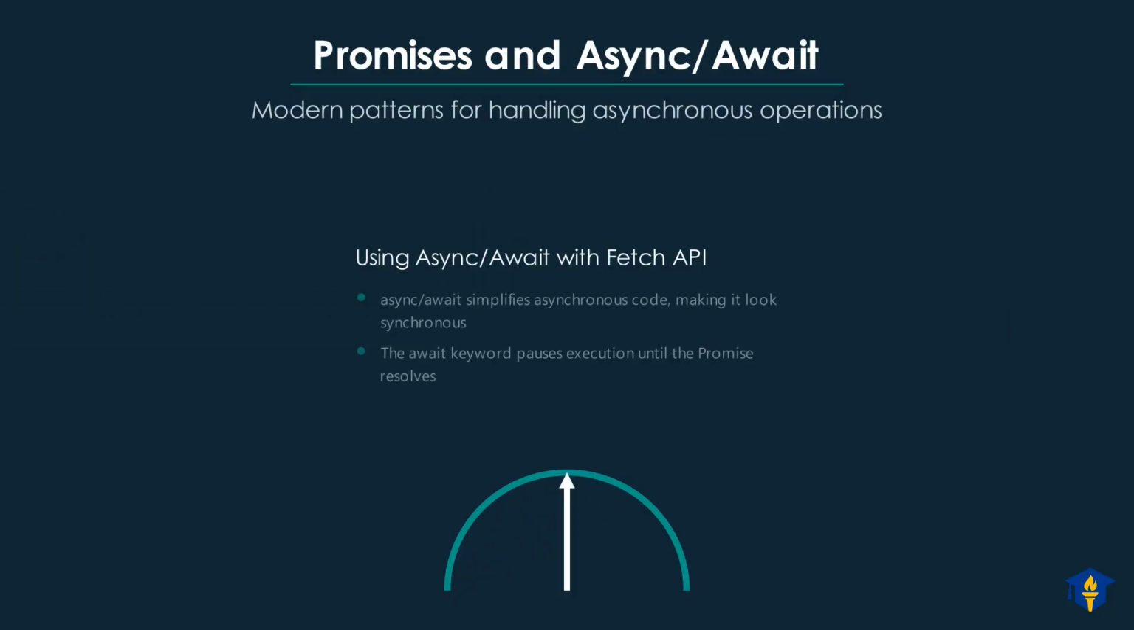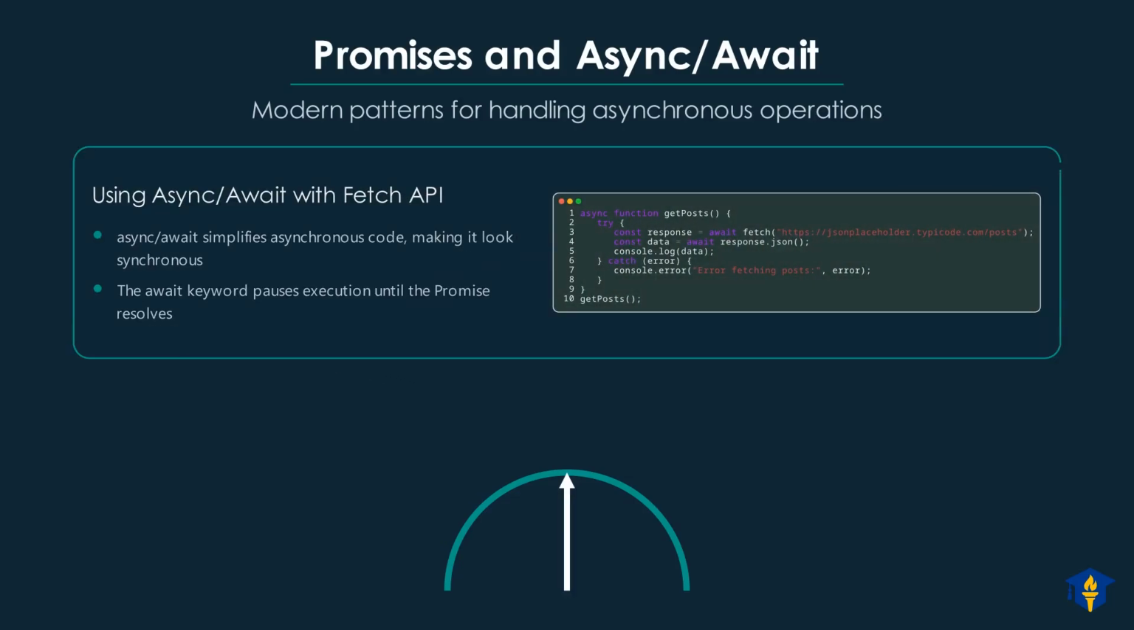Next, let's see how async/await simplifies handling asynchronous operations, especially with the fetch API. Here, async and await simplify fetching posts from an API, making asynchronous operations appear synchronous and easier to manage. This code defines an asynchronous function to fetch posts from an API using await, then logs the data or any error.